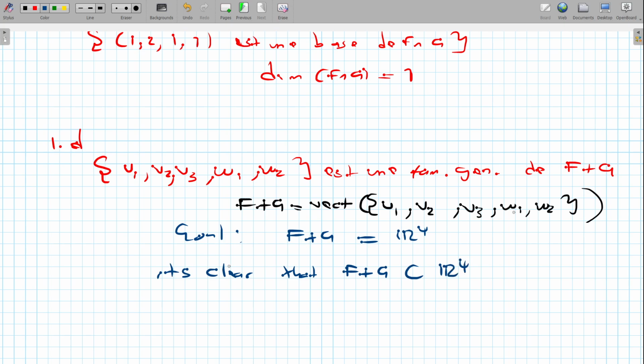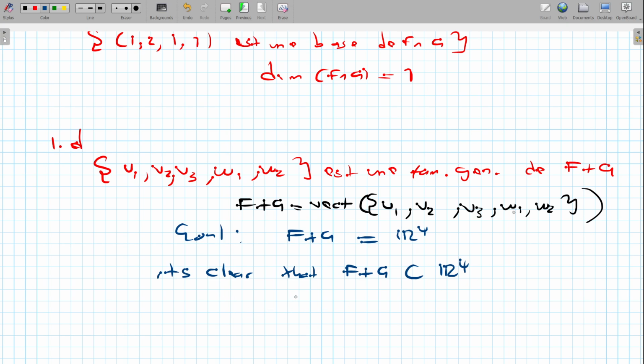If you look at all the elements of F plus G, in this family of vectors V1, V2, V3, W1, W2, you see that they all have 4 components. A priori, they are elements of the space R4, because R4 is a space with vectors that have 4 components. So you can see that the space F plus G is contained in R4. Then let's look at the dimension.